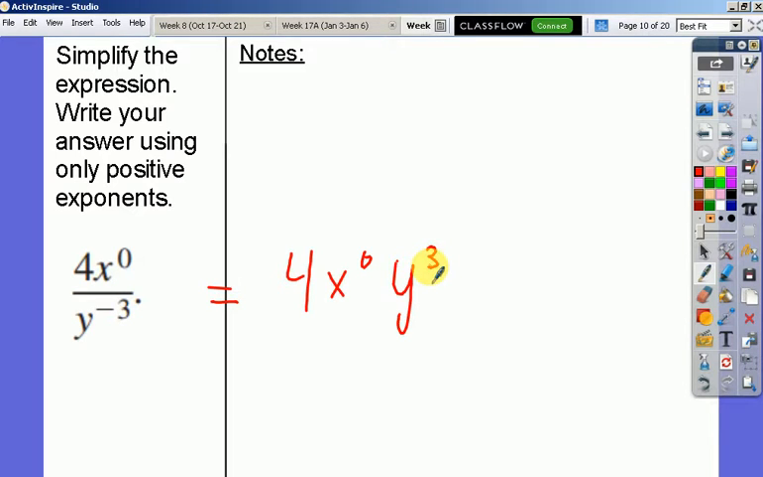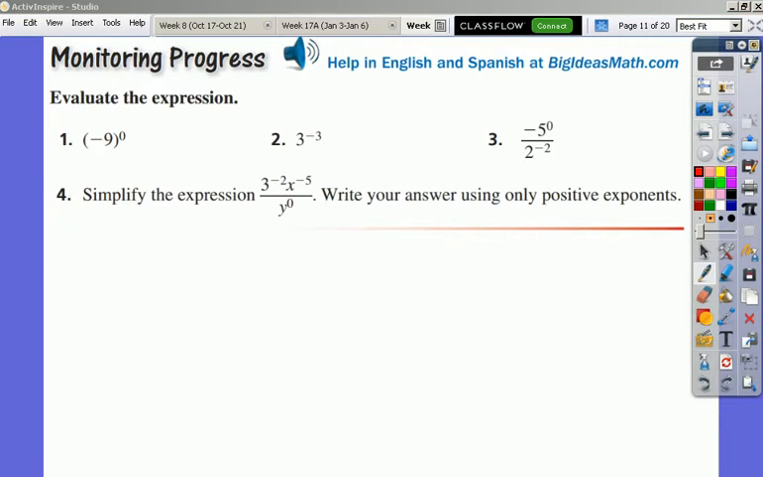And then what? What is x to the 0? Yes. And this is assuming that x cannot be 0, because if it were, then we wouldn't have a solution, right? So this is 4y to the 3rd. Questions? Okay. If you're watching this on video, make sure to try this, pause it, and then come back to it. I'm sorry if you hear some random sounds in the background.